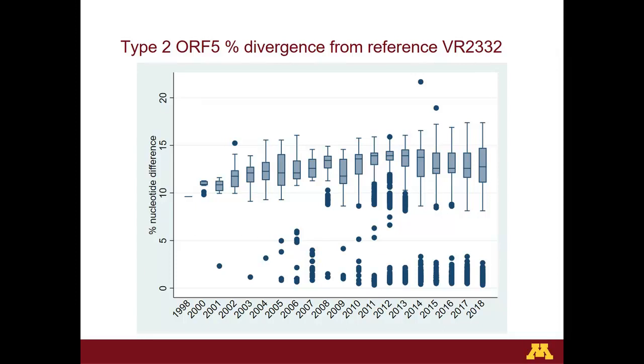What I also want to highlight here in this graph is that the dots here are the outliers. So we can see that the sequences that are less than 5% different from the reference are actually our outliers. So we don't have a lot of sequences that are too similar to that reference. And that is true even before, for example, here, 2010, which is around the time that the vaccination was starting to get widely used in the field.